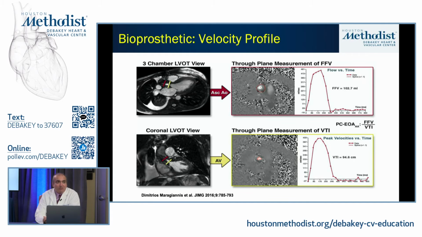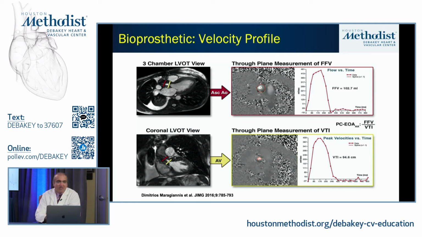The other thing that we'll typically do, just like we do for native valves, is try to determine the peak transvalvular velocity or gradient. That's going to be done utilizing our phase contrast CMR technique. I've shown you here an example of a phase contrast CMR done in an aortic bioprosthesis at the tips of the leaflets. From this, we can measure the peak pixel with the highest velocity during systole, and from that determine the peak velocity or the peak gradient at this prosthetic valve.